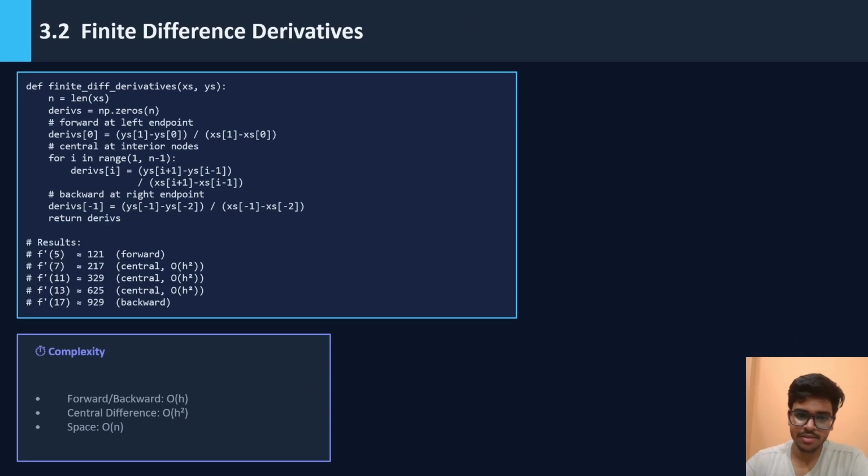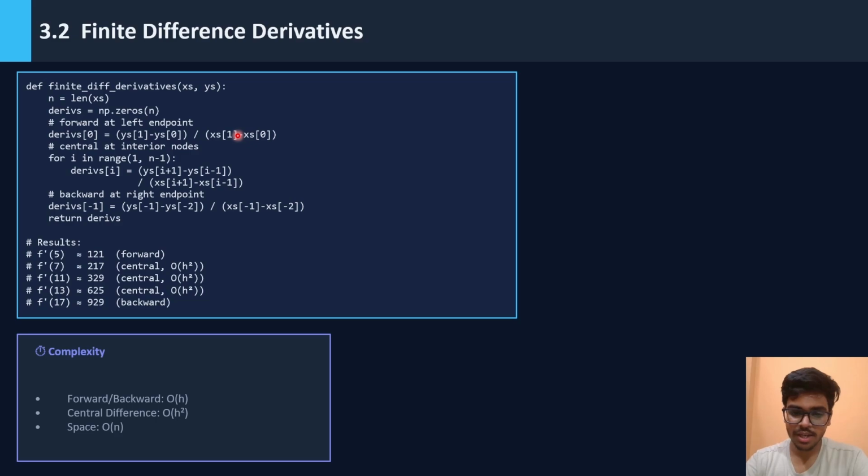Finite difference derivative. This method estimates derivatives using forward, backward, and central difference formulas. In the code, an array named derivs is created to store derivative values. The first point uses the forward difference formula. Interior points use the central difference formula, which is more accurate, and the last point uses the backward difference formula.